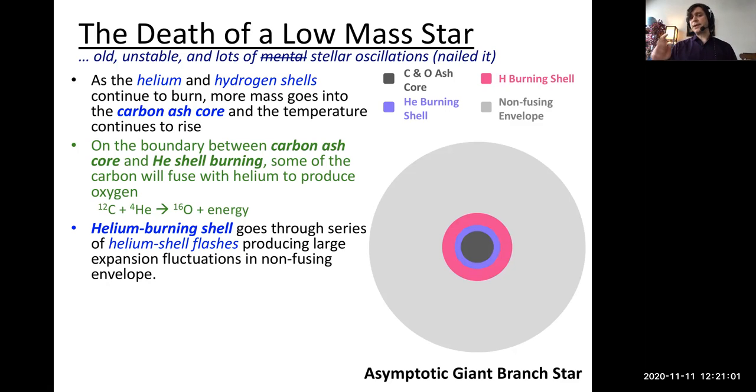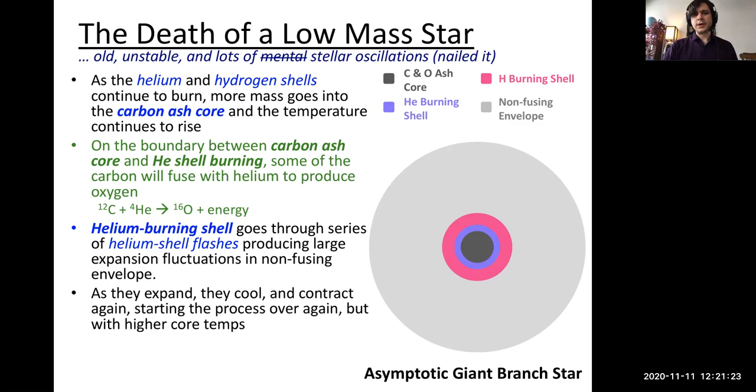And this is going to happen over and over again, where you can build up the conditions for one of these helium shell flashes, and then it'll flash, cause an expansion and a contraction, build up the conditions for another helium shell flash, another round of expansion and contraction. So this is going to be a repeating cycle of expansion and contraction over and over again.